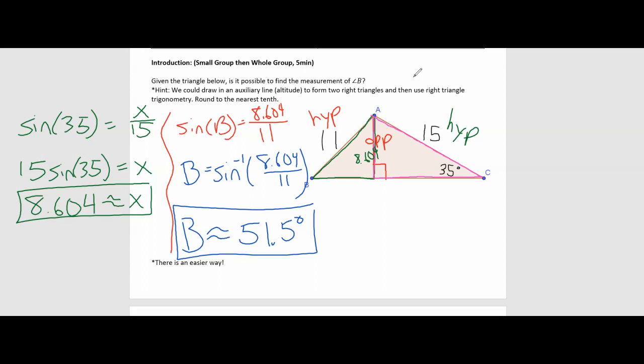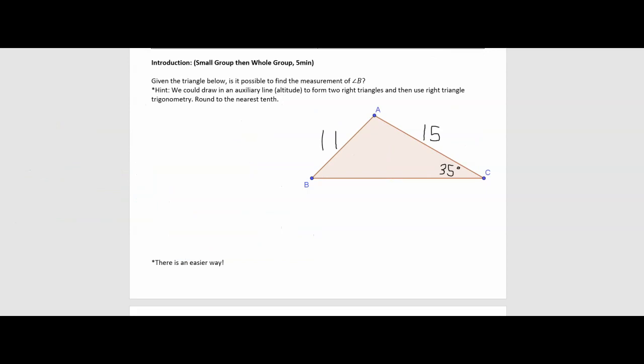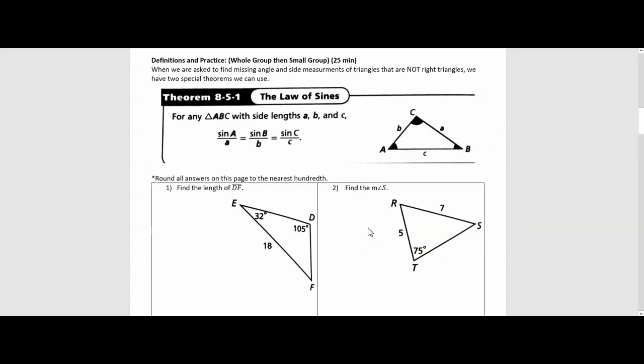But today we are going to learn some new trig that will provide us with a shortcut. Two laws today. The first one we're going to look at is the law of sines.